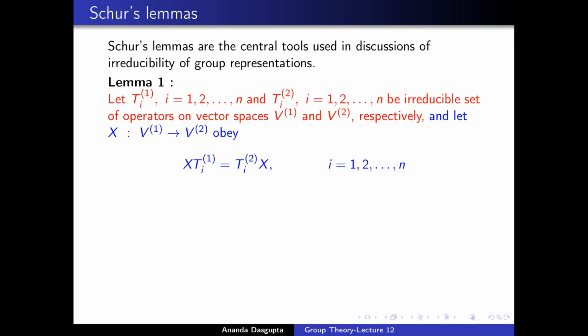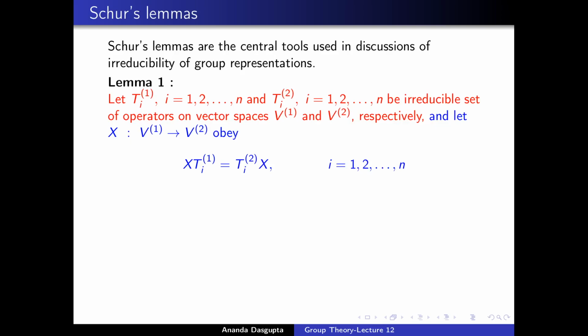It is very tempting to say at this stage that X commutes with the T_i's, but please note that the two T_i's on the two sides are actually two different operators. You have T_i^1 which acts on the space V1 and T_i^2 which acts on the space V2. So a correct term would not be to say that X commutes with the T_i's. A correct term would be to say X intertwines the two sets T_i^1 and T_i^2. Schur's lemma is a statement about such an intertwining operator.